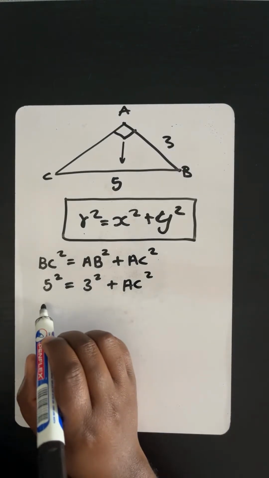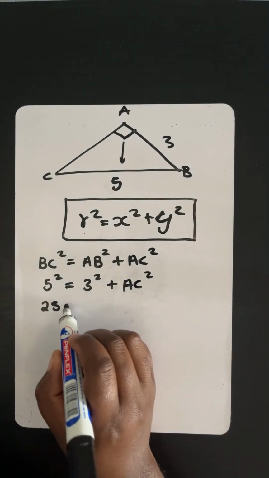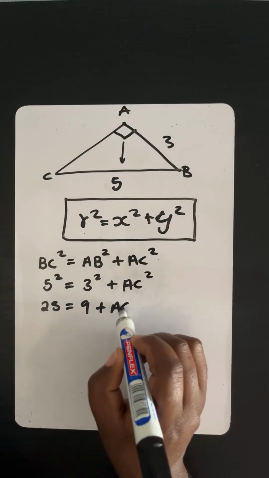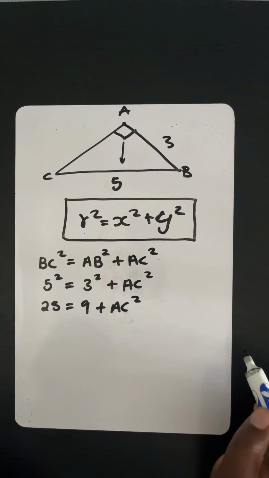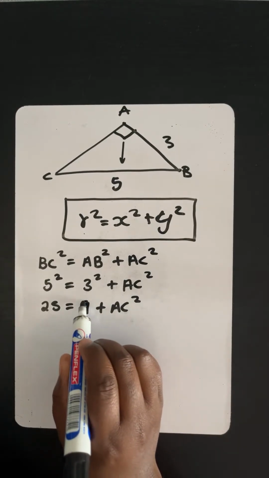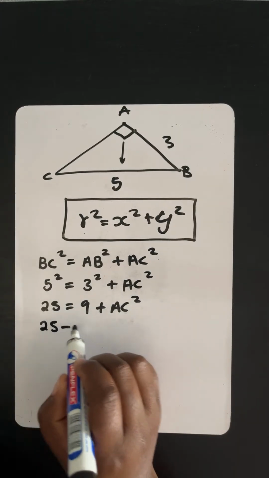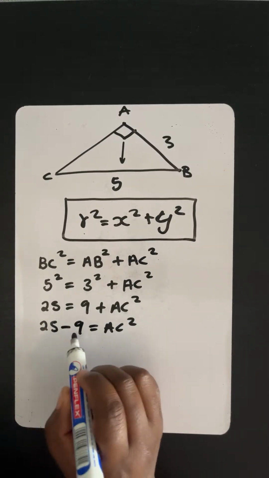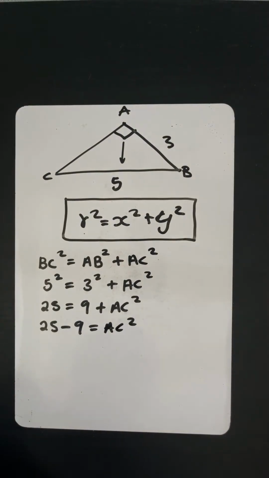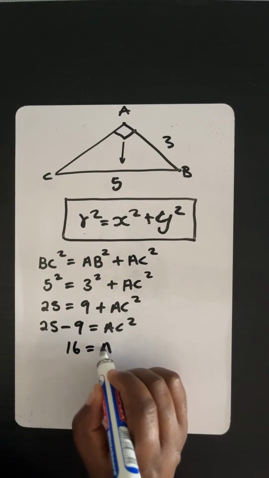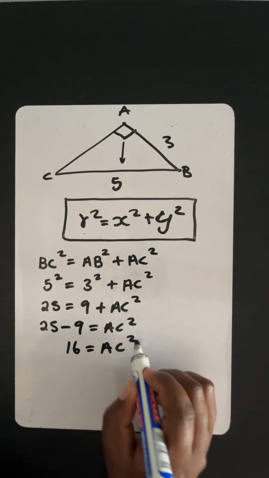So the question is, what is 5 squared? 5 squared is 25, which should equal 3 squared, which is 9, plus AC squared. Then now you just need to solve for AC. You transpose, you need to take that to the other side. You end up having 25 minus 9 equals AC squared. What is that minus that? Let's see, 25 minus 9 gives you 16, which equals AC squared.